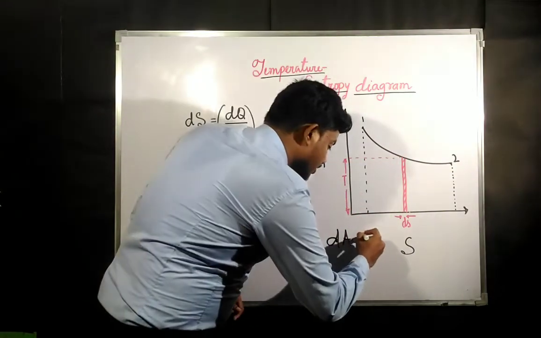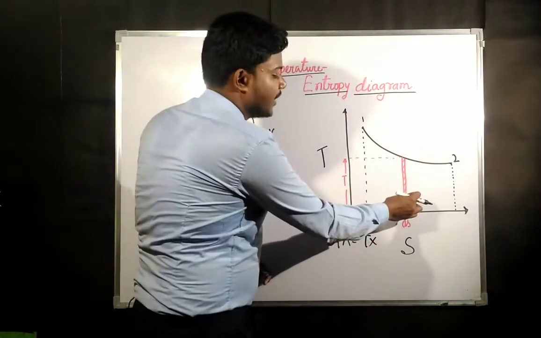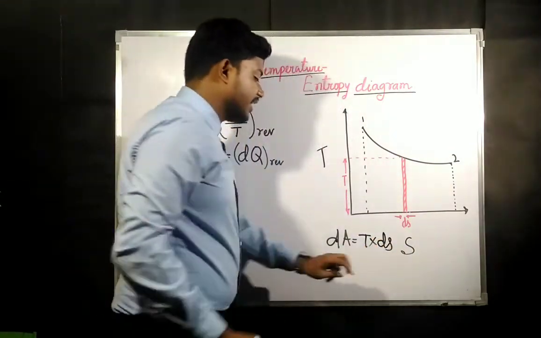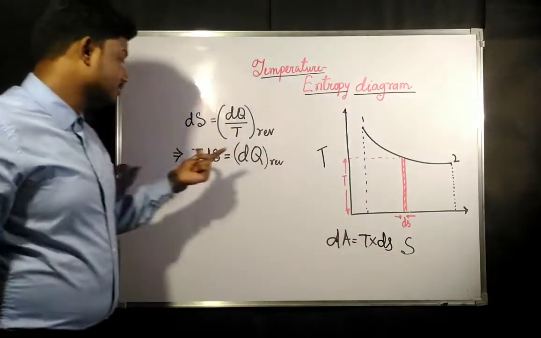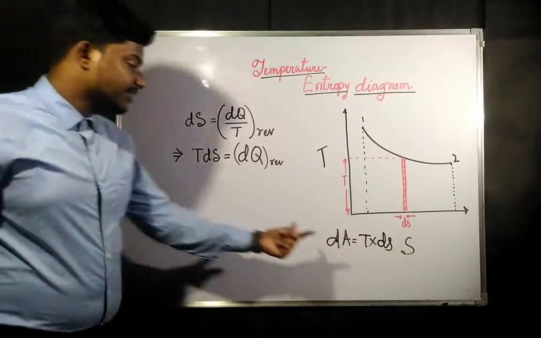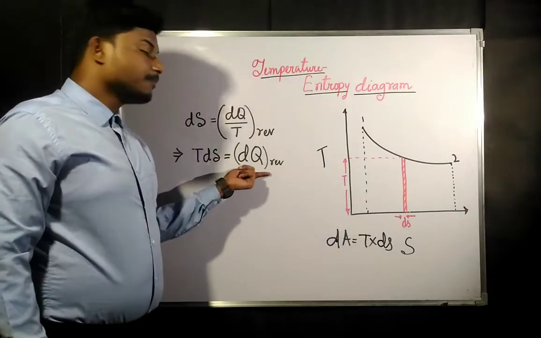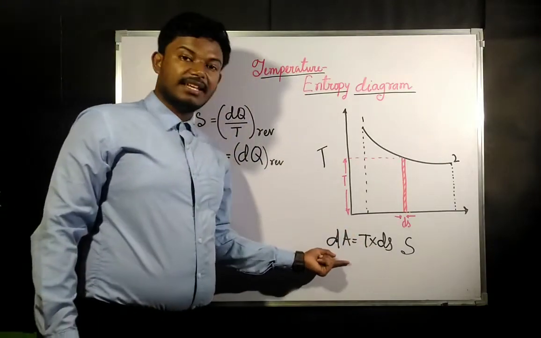Okay, so t into the breadth of that strip is going to be ds. So t into ds. Interestingly, this is same as this one. This is same as this one. t ds, t ds. Only here it is dq or here it is dn.